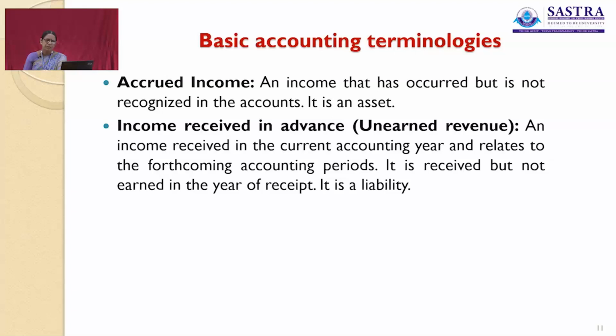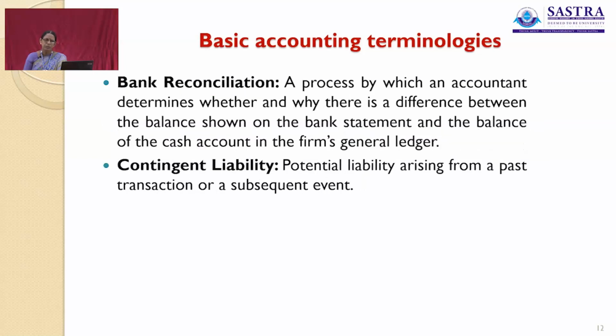Then prepaid expenses, as we already said, are any expenses which are paid in advance. So that is called prepaid expense. Before earning the revenue, we pay the expense. Then accrued income. This is said to be the outstanding income. Income has accrued, but it has not been recognized. Then income received in advance, otherwise called unearned revenue. So income in the current year is received, but the amount relates to the next accounting period. That is called income received in advance.